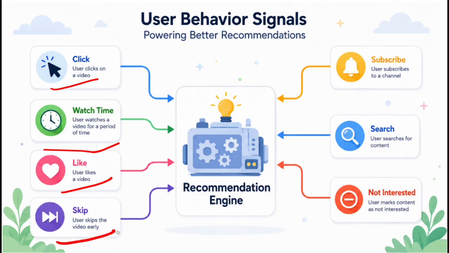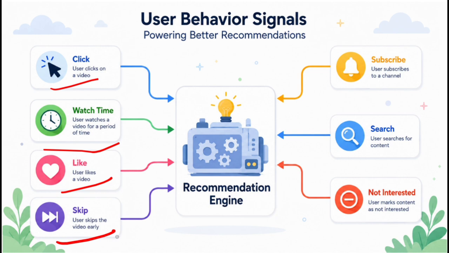Skipping is also a signal. If you repeatedly skip similar cooking videos, the system may reduce those recommendations, and when you select not interested, you are giving the system a very clear negative signal. All these actions flow into the recommendation engine.